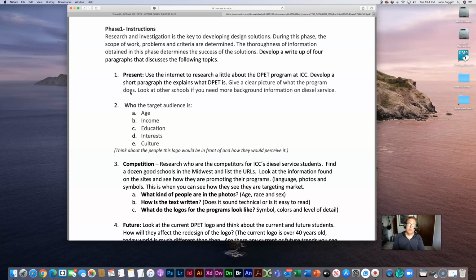Interests: what do you think these individuals who might be getting diesel service have for a background? Do they have certain hobbies? Do they have certain abilities? Spell all that out so you get a full scope of what you're envisioning the people who are seeing this logo might be coming to the table with, so to speak.